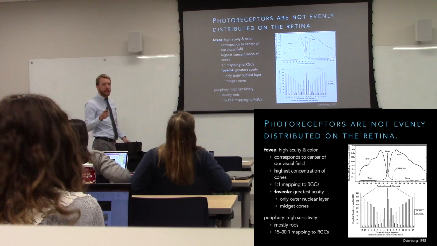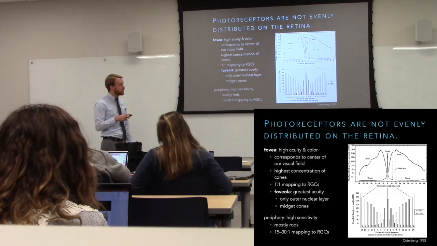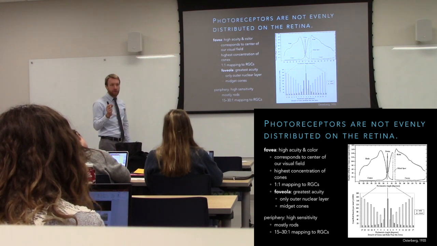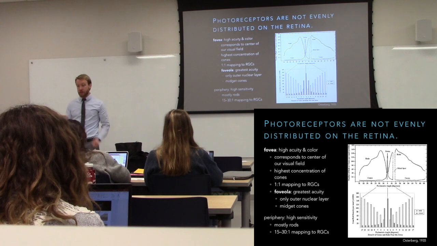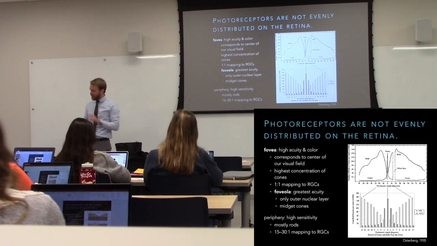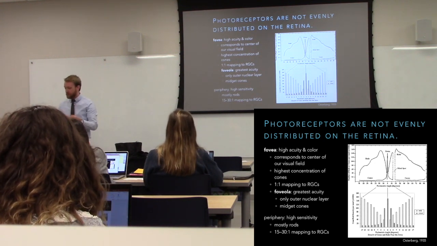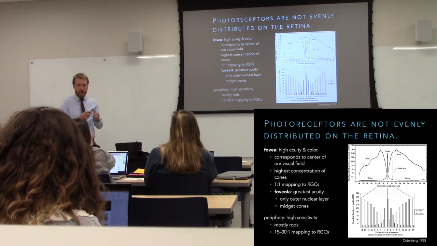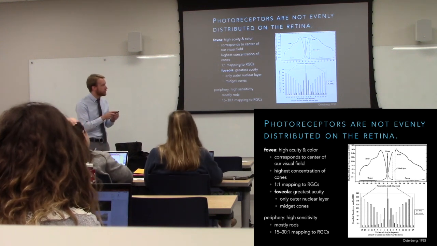The reason that occurs is because of where we put our rods, the ones that pick up the dim light. They're not right there in the fovea. The fovea is really nice, it gives us excellent detail, and if you want to read, you look right at it. I can read that sign from McDonald's because I looked right at it. If I'm looking right here, I can't really tell what that says. I don't look away from stuff I want to read. I look right at it, and that's because that's where I've jam-packed my cones.